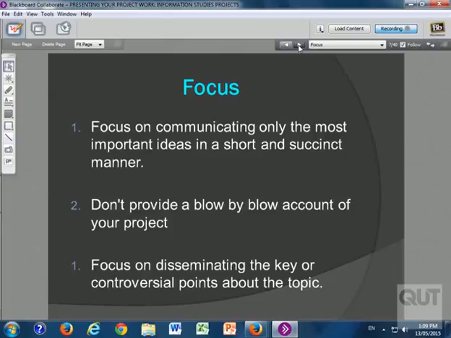After you've set the scene by providing a bit of background, then you want to go into these key topics, or the controversial points. What is it that you found most engaging? What are the main controversies about the topic? What are the main issues, the most contentious parts of the topic? Those are the things that will actually engage the audience.